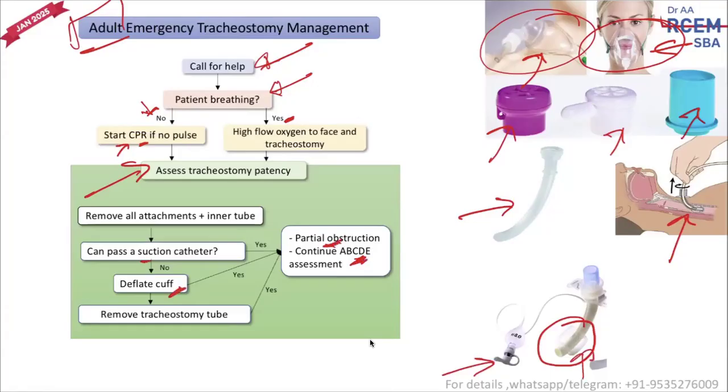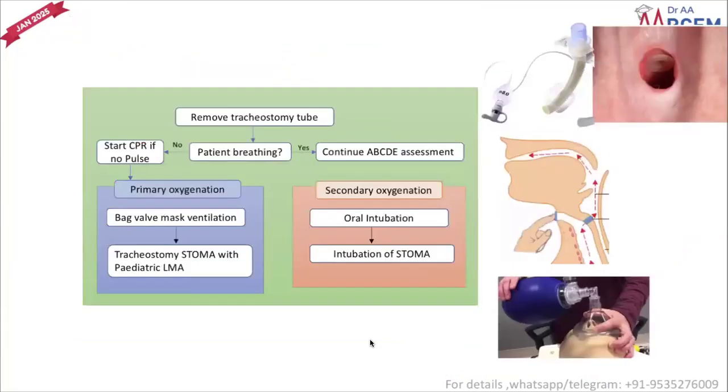If no improvement is seen, remove the entire tracheostomy tube and see whether there is an improvement. Now you have removed the entire tracheostomy tube. This is the hole what you are seeing. Still no improvement. Then what you'll be doing? See whether the patient is breathing. You remove the tube. If the patient is breathing fine, improvement is seen, ABCD assessment. If there is no improvement or the patient is not breathing or the pulse is not present, start the CPR immediately.